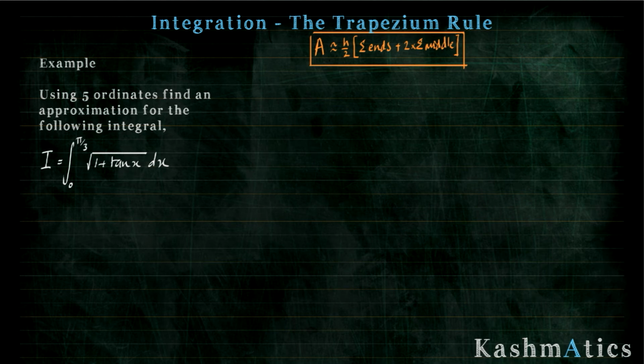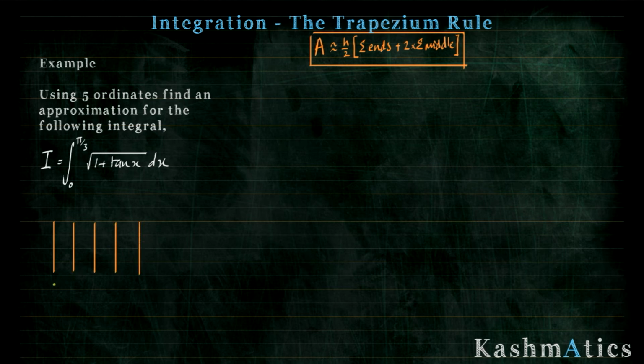So on to our second example. It says using 5 ordinates, find an approximation for the following integral, and it's the square root of 1 plus tan x between pi over 3 and 0. And just remember, make sure your calculator is in radians mode. Now I've got no idea what this graph looks like, but what I am going to do is draw myself my 5 ordinates. Okay, so 1, 2, 3, 4, 5.